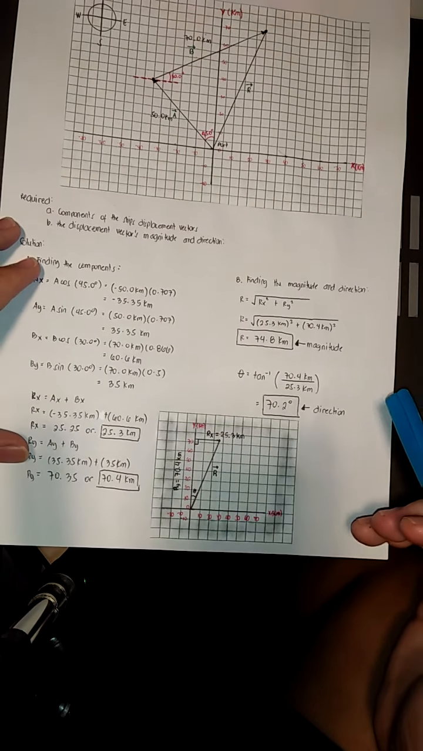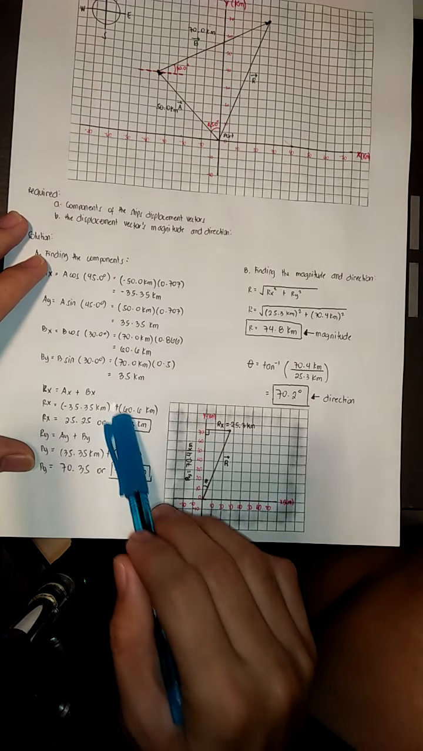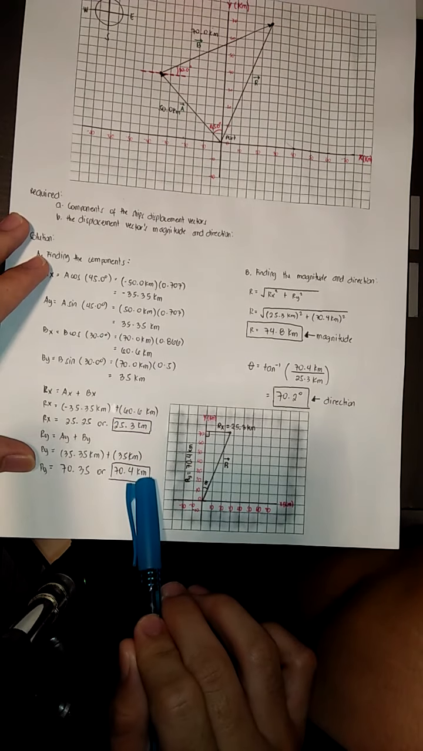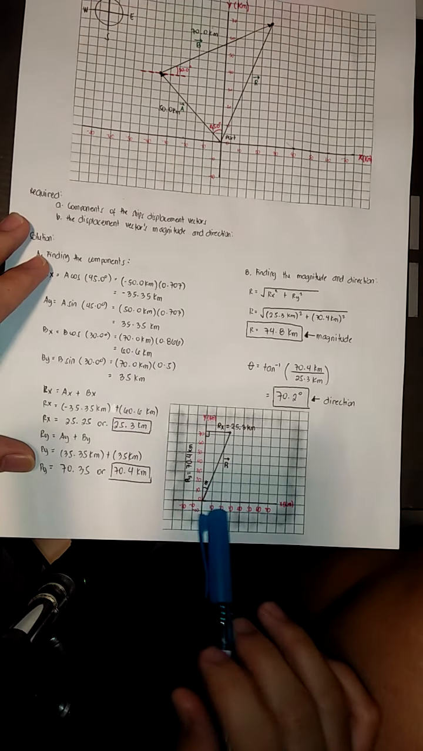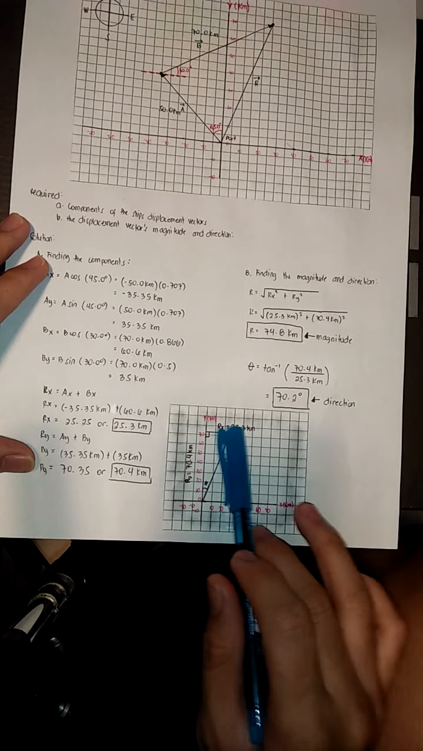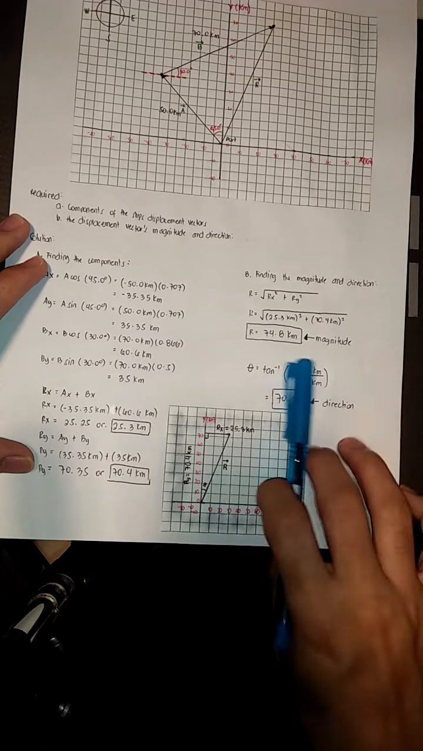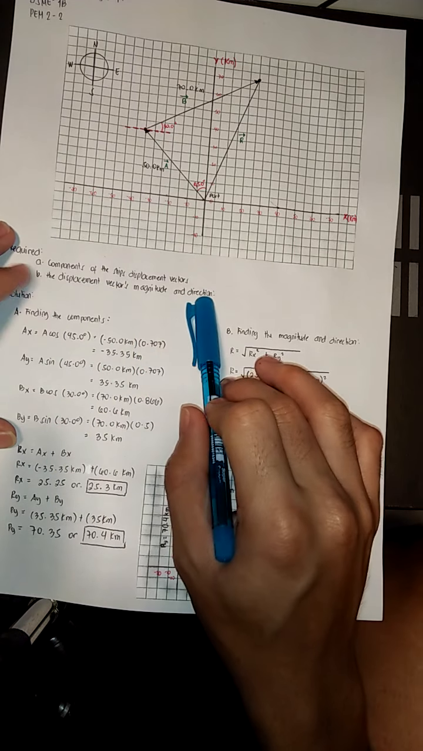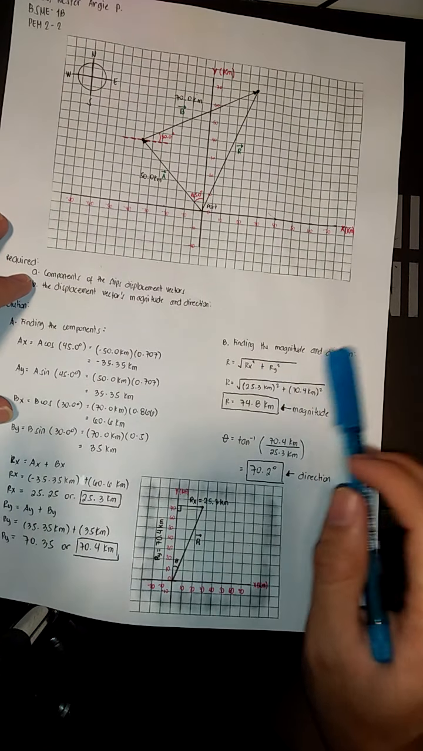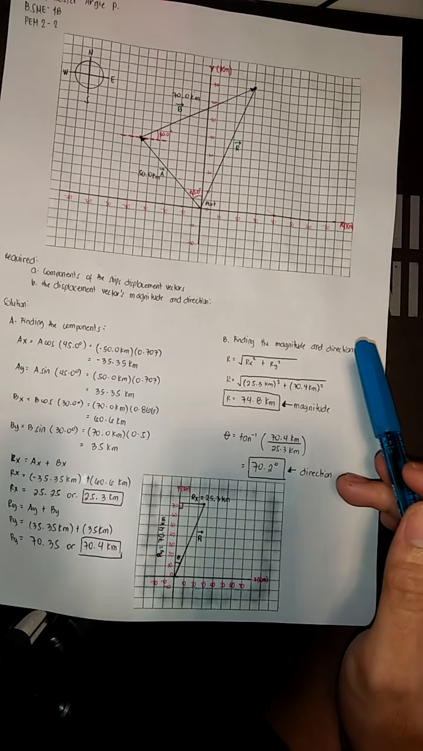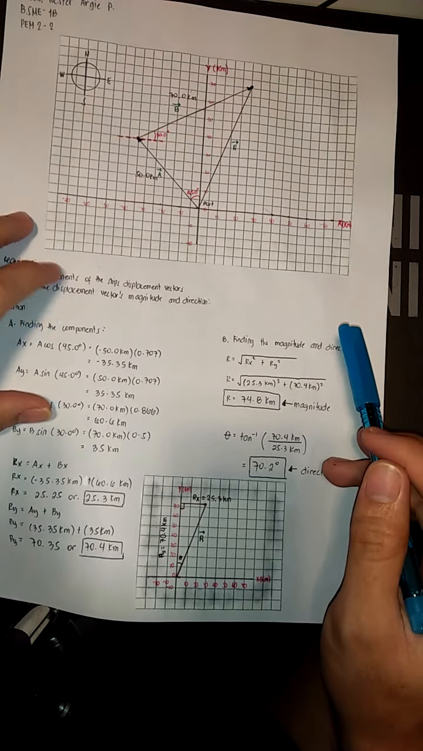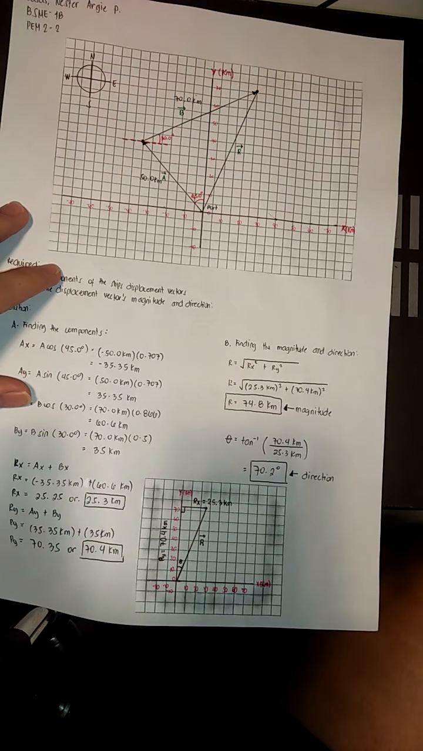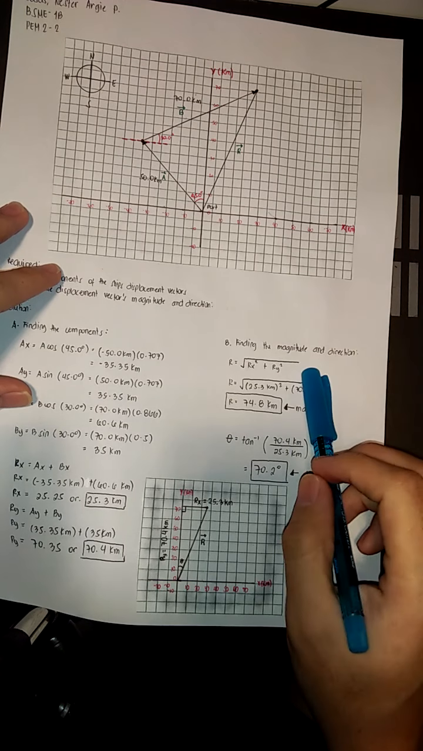And if we plot this in a Cartesian plane, this is its diagram. Now, finding the displacement vector's magnitude and direction, we have to use the Pythagorean theorem formula.